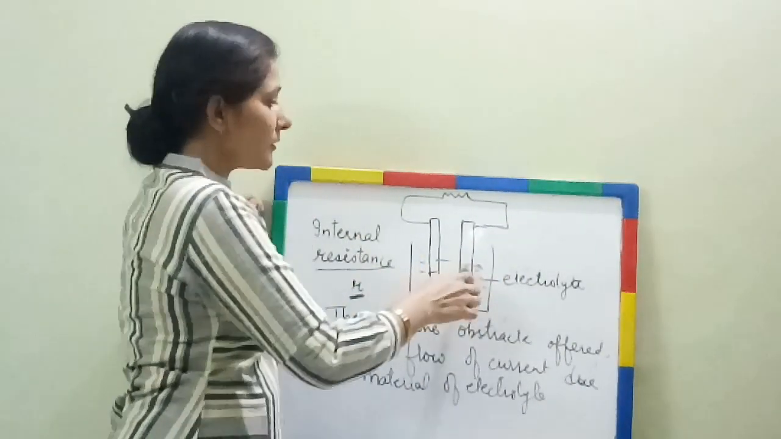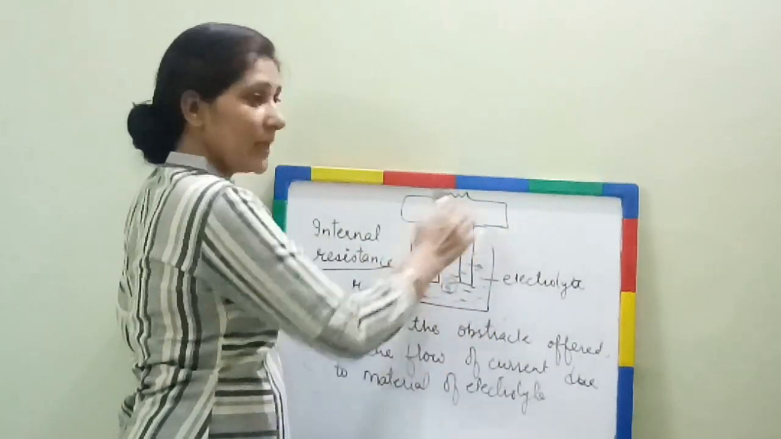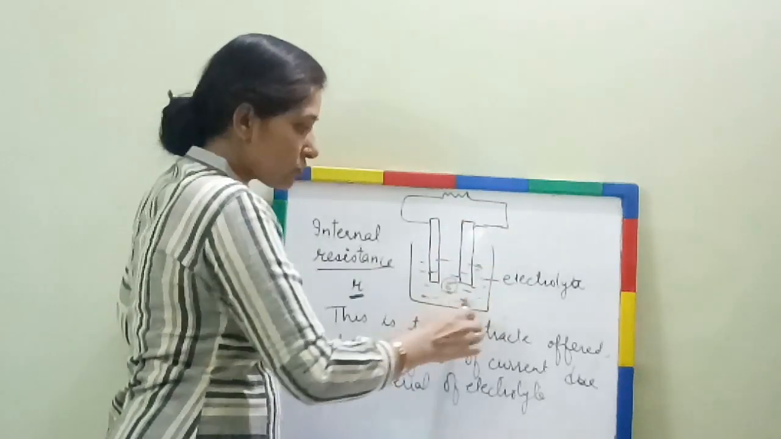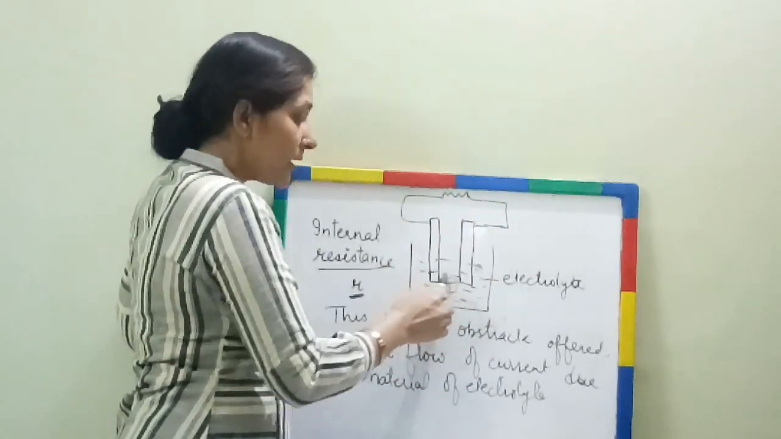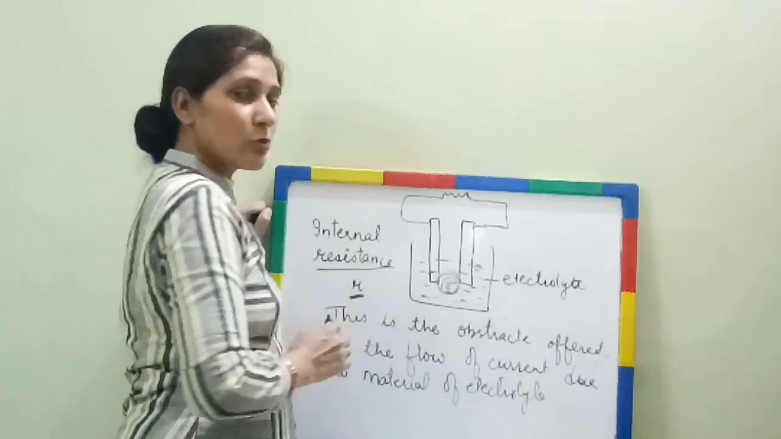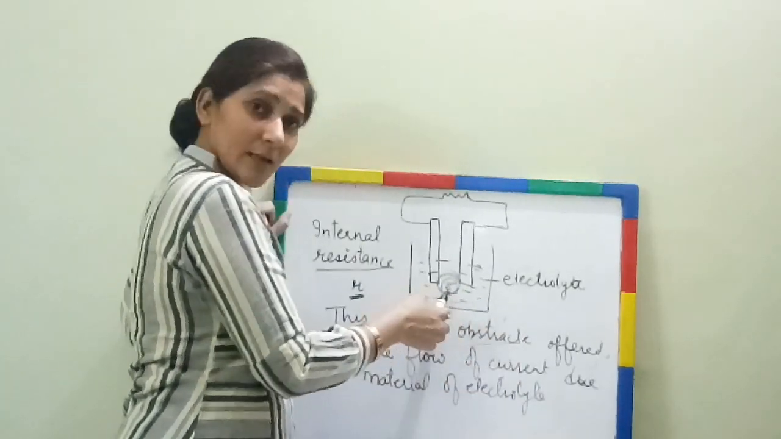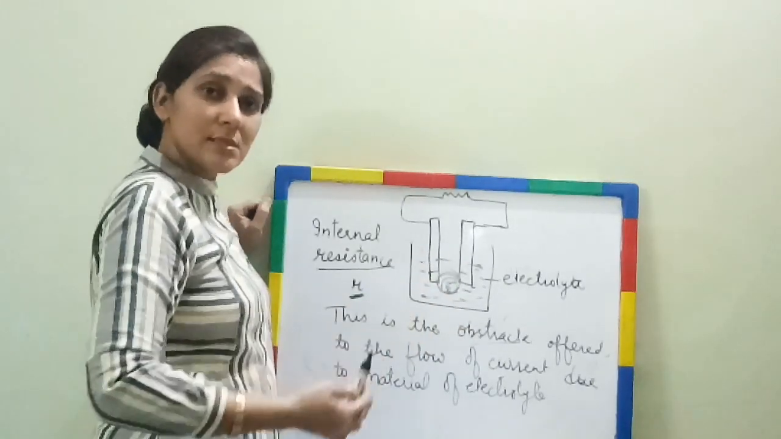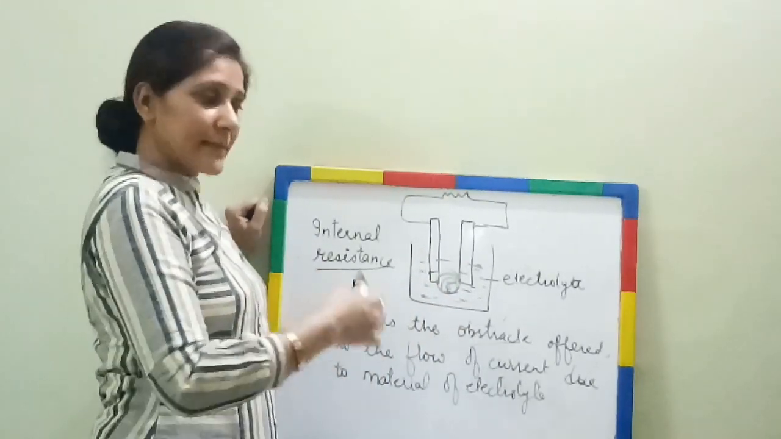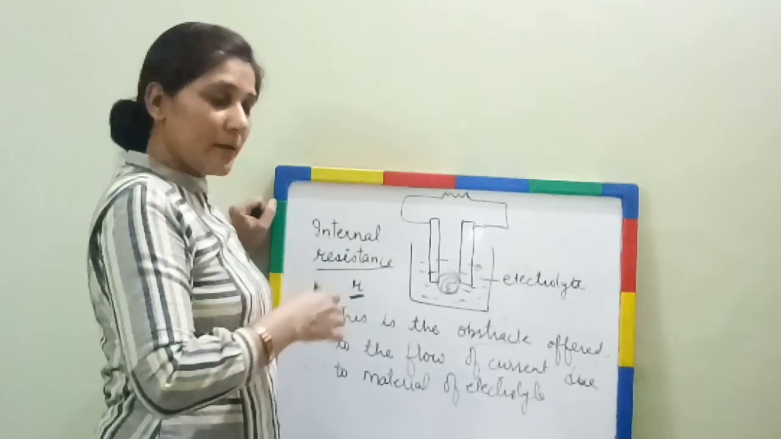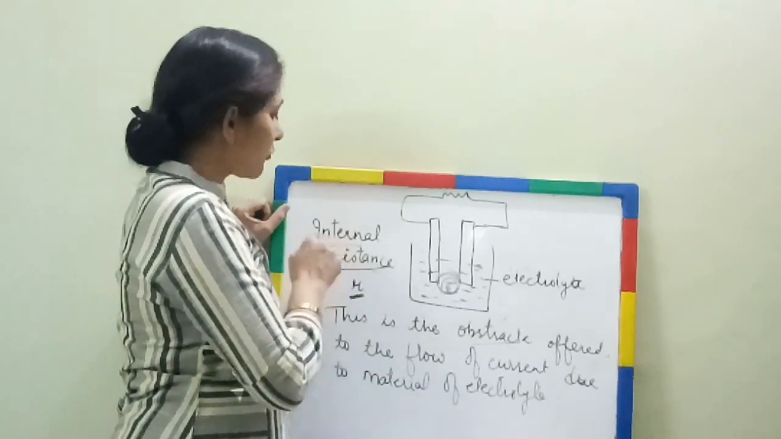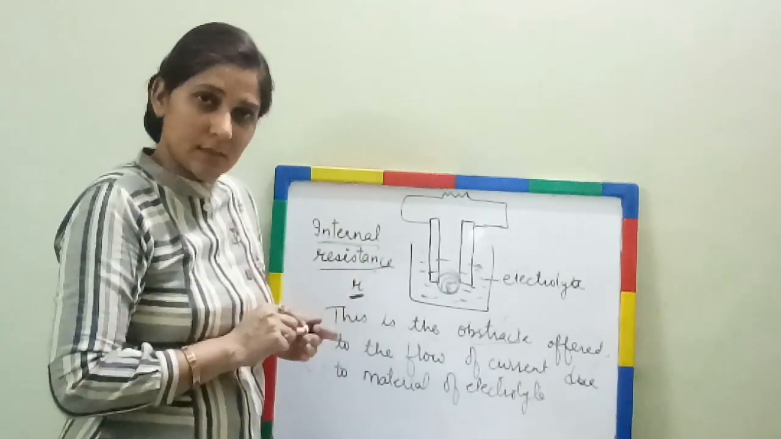When current is drawn, this electron has to move in the complete circuit. जैसे इलेक्ट्रॉन को पूरे सर्किट में मूव करना होगा, यहाँ आते ही वो अपनी एनर्जी को क्या करेगा, लूज करेगा बिकॉज ऑफ द ऑब्स्ट्रैकल. And if it is losing the energy, that means the potential difference decreases. And this decrease in potential difference depends on all the factors which are going to affect this internal resistance.